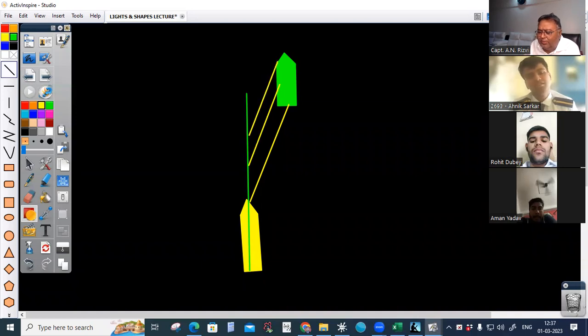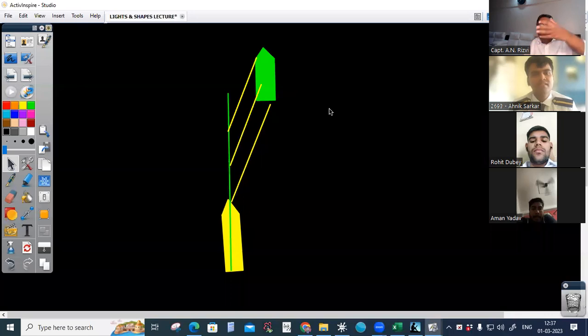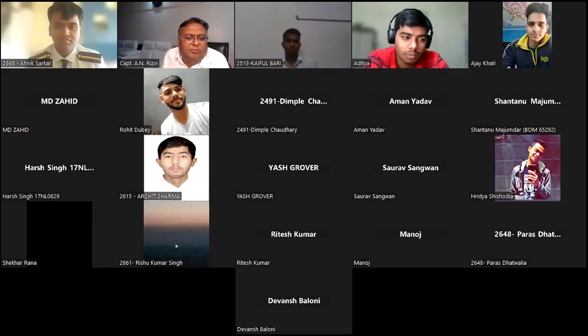So even if there is an appreciable change in the bearing, see that risk of collision still exists. Even if the bearing is changing slightly, there is still a risk of collision. And ये जहाज भी तो थोड़ा बहुत आगे पीछे चलेगा. So in all probability, bearing will not change so significantly. Yes, sir. Okay. Now let's move to the next cadet.